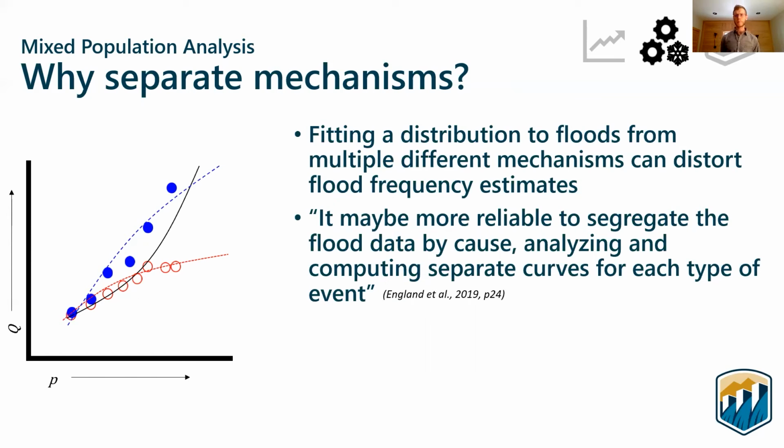And so Bulletin 17C recommends that you separate out mixed populations and handle them separately, so that you can estimate the risk for the individual populations.